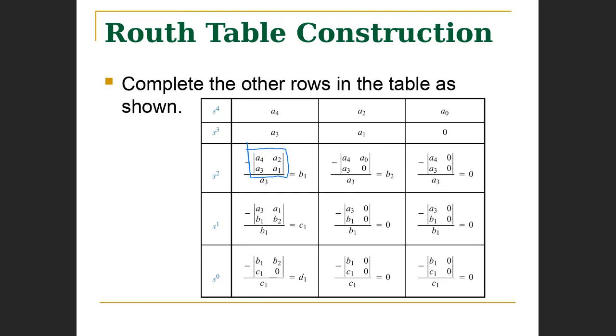Go ahead. I was going to say that would be A4 times A1 minus A2 times A3. Okay, all right. A4 times A1 minus A3 times A2. All right. Put it this way.